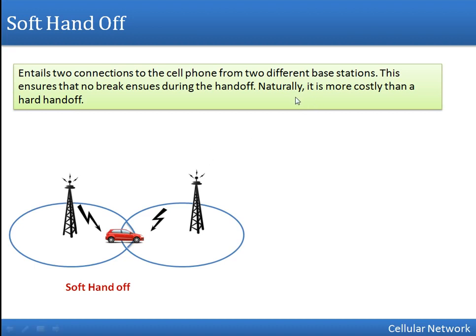And as it's written there, it's more costly than hard handoff. Why? Because there will be a situation where one user is connected to two base stations, and in order to do that it needs two different frequencies. Because of this requirement, this is costlier than hard handoff.